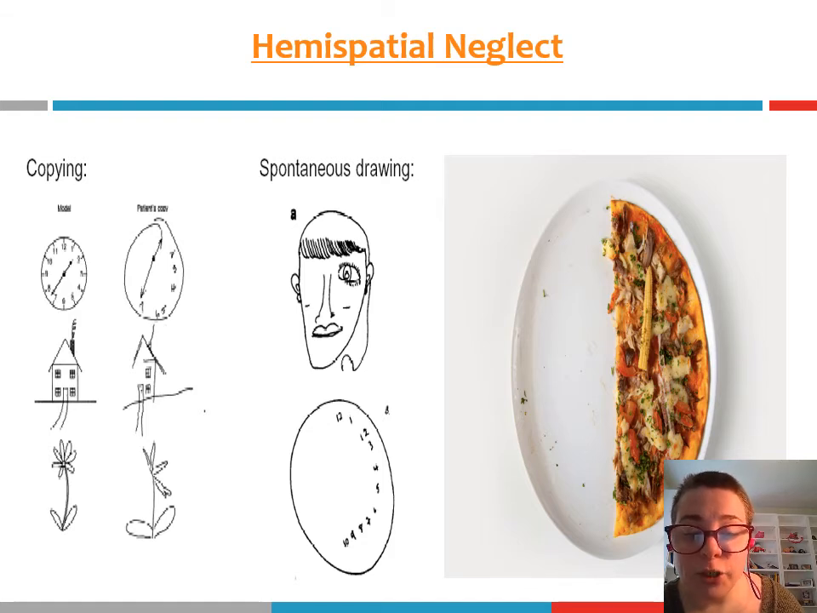But what you guys should remember is that it's almost always contralateral. So whatever hemisphere you've damaged as a result of stroke or what have you, you're going to have difficulty perceiving the opposite side of space. Okay? So that is hemispatial neglect, which again should be a review for you guys.